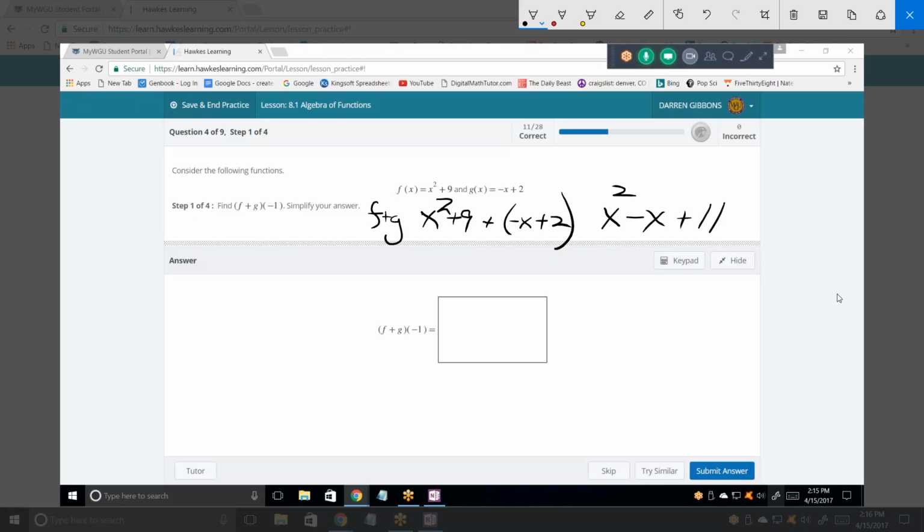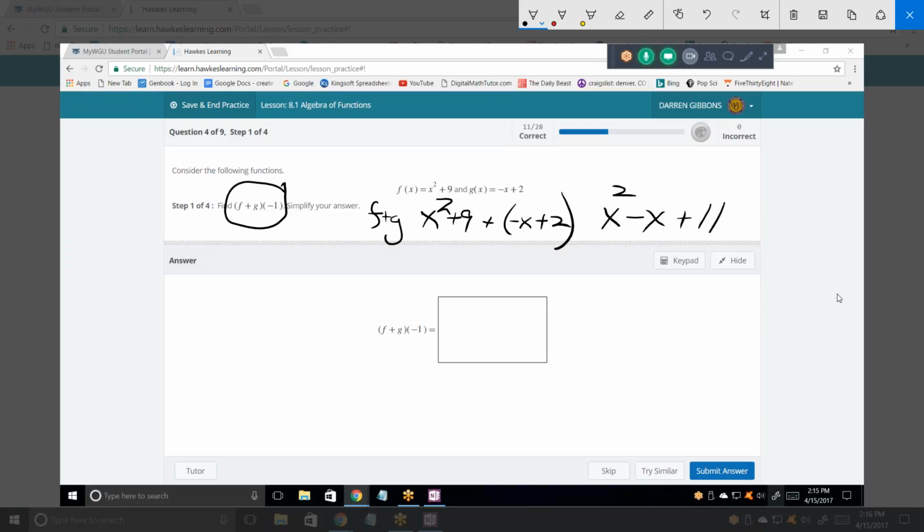Okay? Now, the next part is actually a little tricky. I guess what they're saying here is evaluated at minus 1, as opposed to multiplied by minus 1. When I first looked at this, I thought that we were going to multiply the answer by minus 1. And that would be a strange problem. It makes far more sense to evaluate the function.